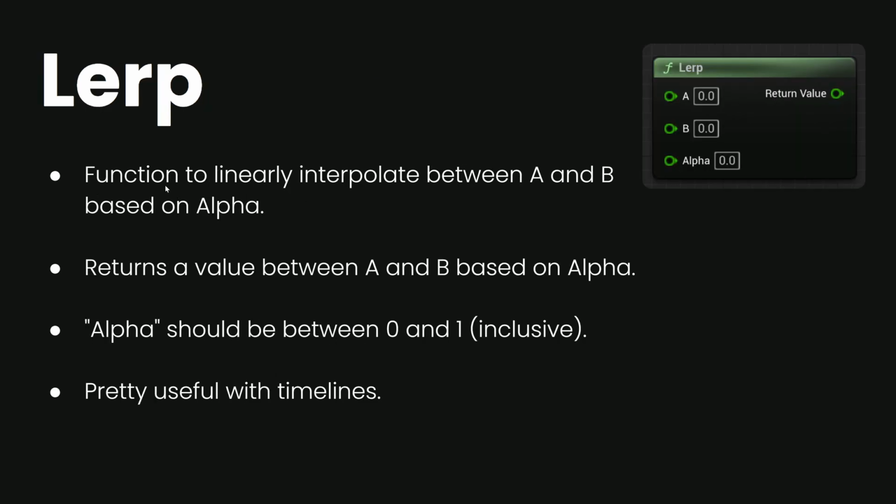LERP. So LERP is a function to linearly interpolate between A and B based on alpha. So it will linearly interpolate between A and B based on this value alpha. In simple words, it's a function to return a value between A and B based on alpha. And this alpha should be between 0 and 1. It can be 0, it can be 1, and it can be any other value in between. And this LERP node is very useful with timelines.